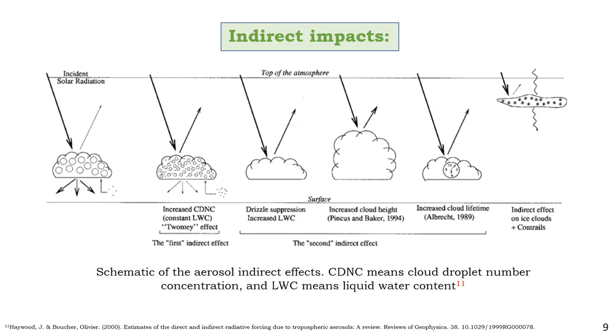when this suppresses the drizzle, so it increases the liquid water content in the clouds. And it also increases the height of the clouds because it is a warming aerosol, so it converts the water vapor content in the clouds because of evaporation. And it also increases the lifetime of the clouds in our atmosphere. And these aerosols can also interact with ice clouds, which is also known as contrails.